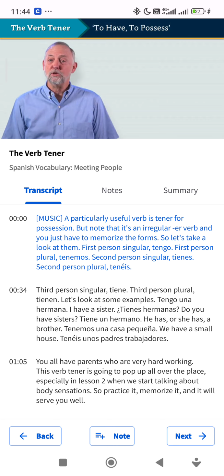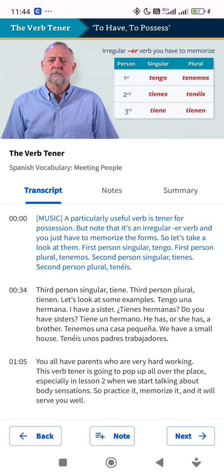A particularly useful verb is tener for possession. But note that it's an irregular ER verb, and you just have to memorize the forms. So let's take a look at them. First person singular, tengo. First person plural, tenemos. Second person singular, tienes. Second person plural, tenéis. Third person singular, tiene. Third person plural, tienen.